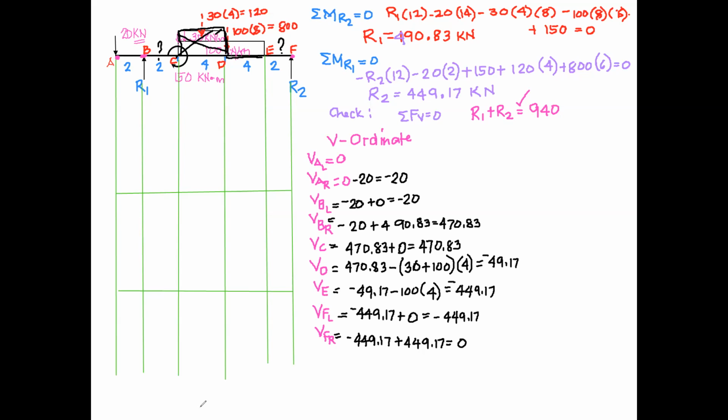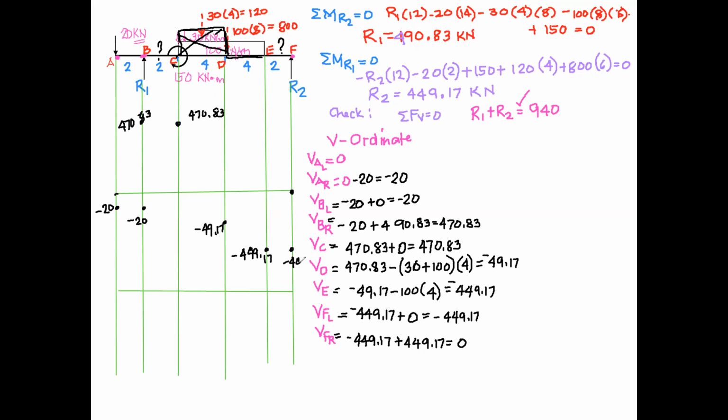Okay, so let me plot. We start with 0. Then negative 20. Then negative 20 pa rin. Then malaki, 470. Sa C, 470 pa rin. Pagdating sa D, negative 49. Okay, sa E, 449, pa rin, tapos nagiging 0. So that closes our shear diagram.